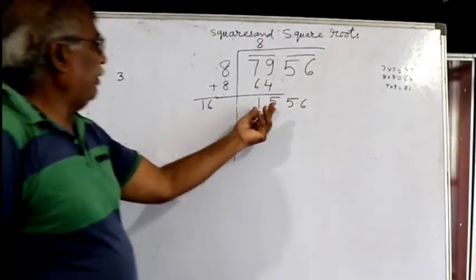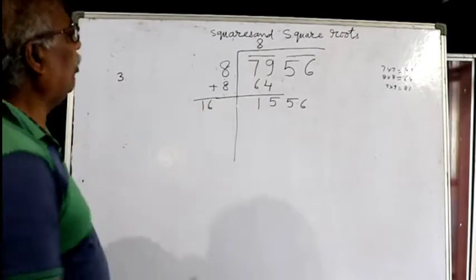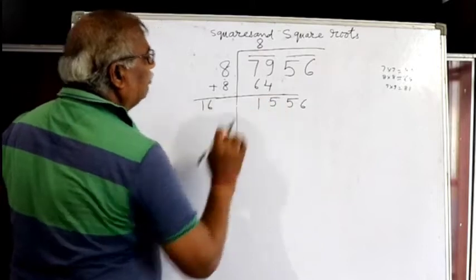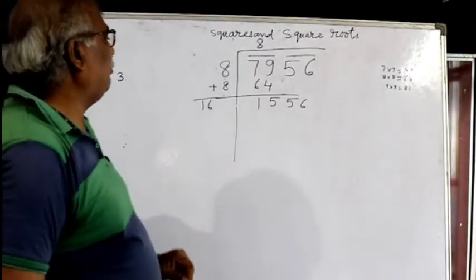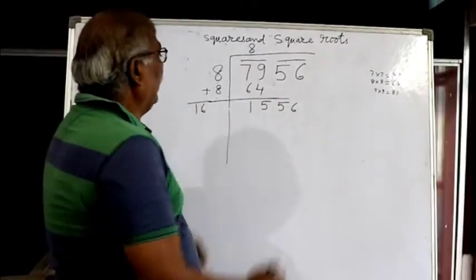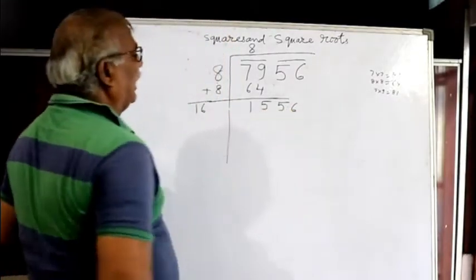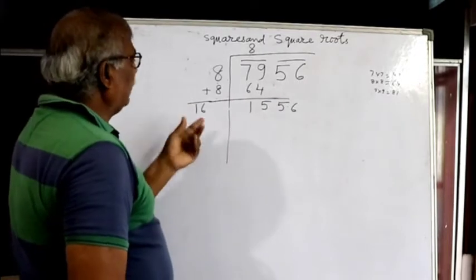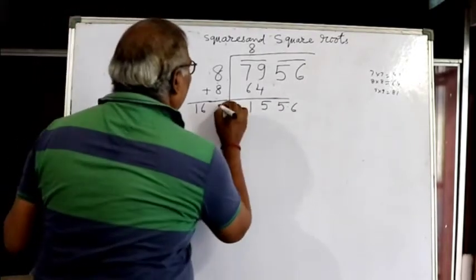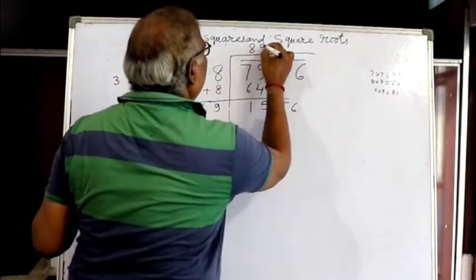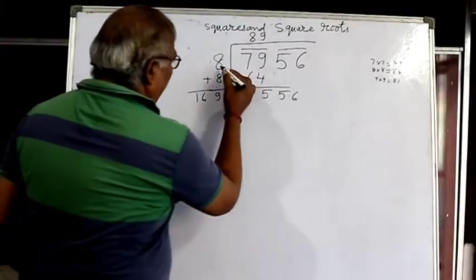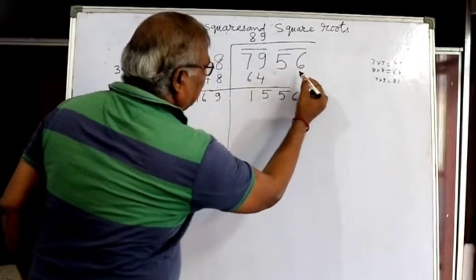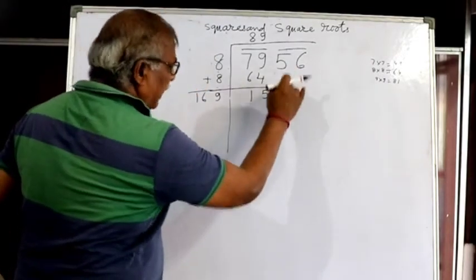Now 15 is less than 16. So we add this 5. Then it will become 155. Now we divide 155 by 16. It goes 9 times. So write down 9 here and 9 here. Now add 8 plus 8 is equal to 16 and bring down 56. Next pair, another pair, bring down.